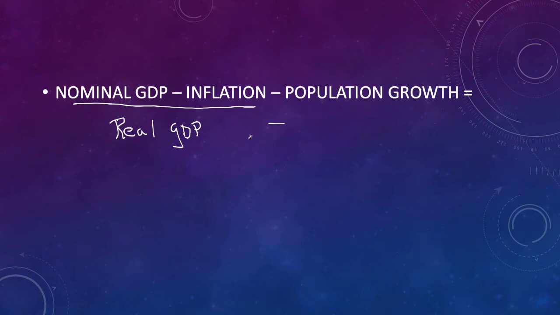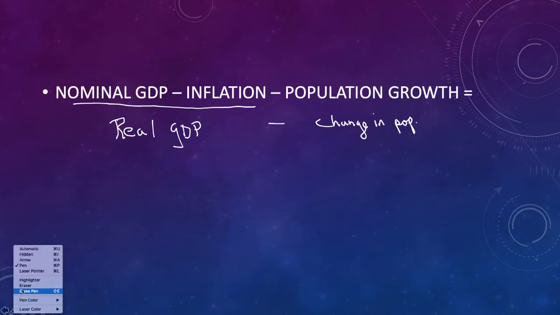So what we're going to do is take that real GDP and subtract the population growth. So this is the change in your population over time. So we'll take nominal GDP minus inflation minus the population growth. So let's take a look at a couple of different numbers here to illustrate what this looks like.